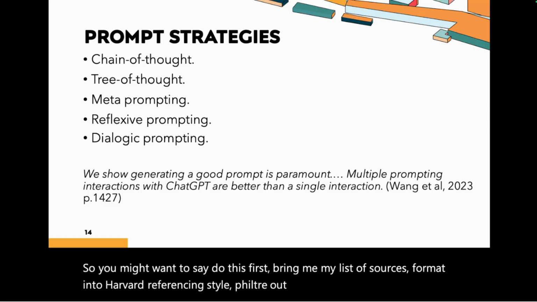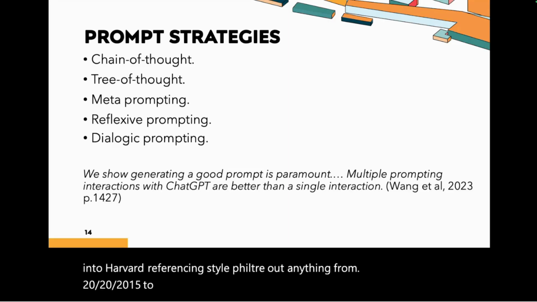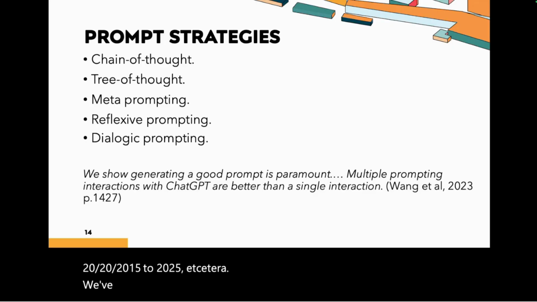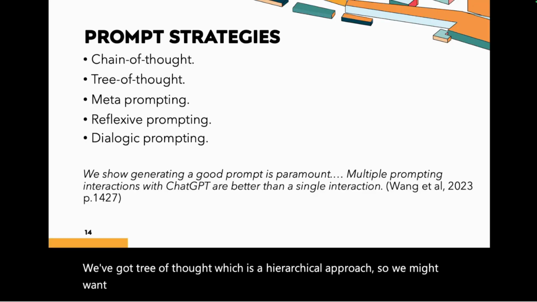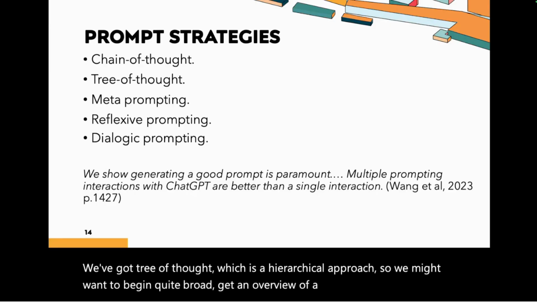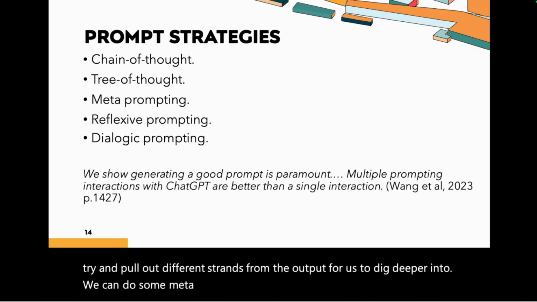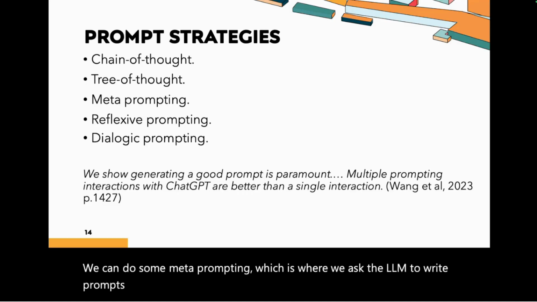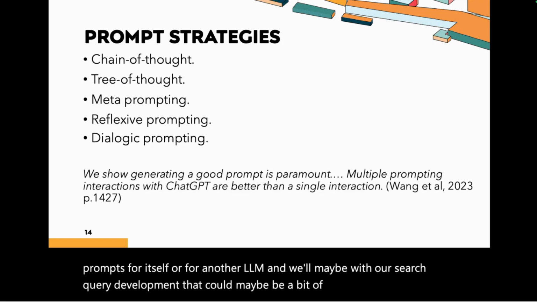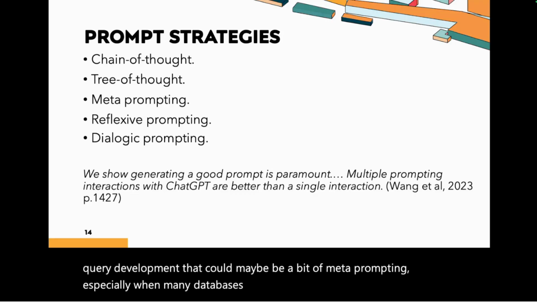So we might want to begin quite broad, get an overview of a topic before we can then try and pull out different strands from the output for us to dig deeper into. We can do some meta prompting, which is where we ask the LLM to write prompts for itself or for another LLM. And maybe with our search query development, that could be a bit of meta prompting, especially when many databases these days are using AI to augment their search capabilities.